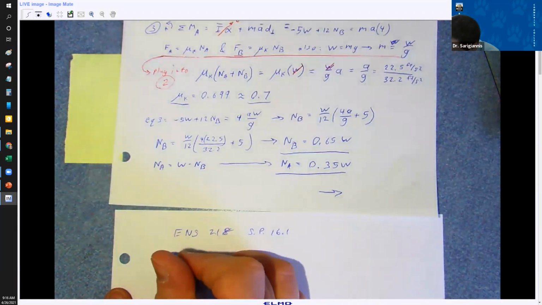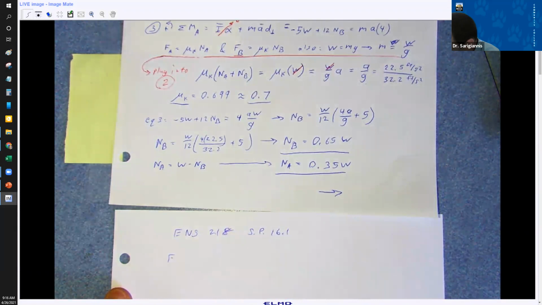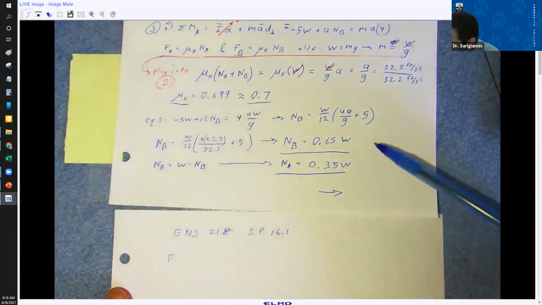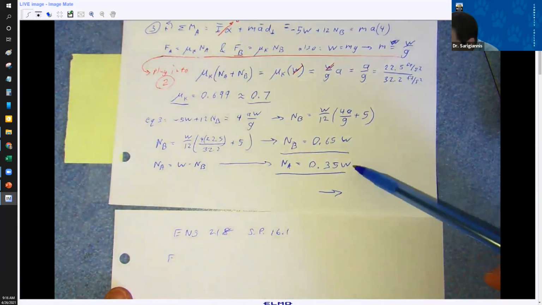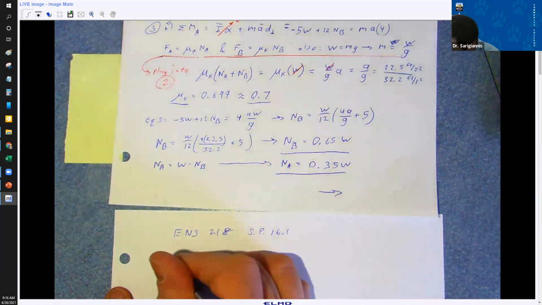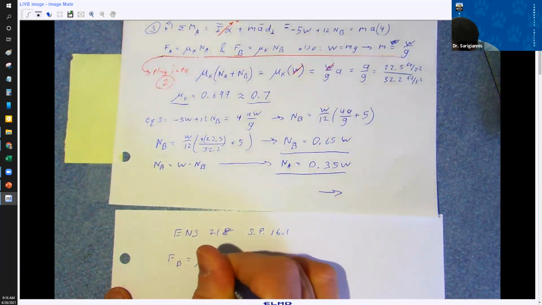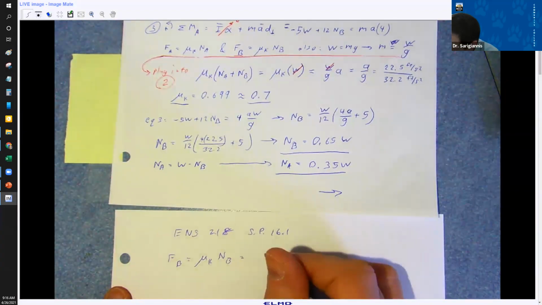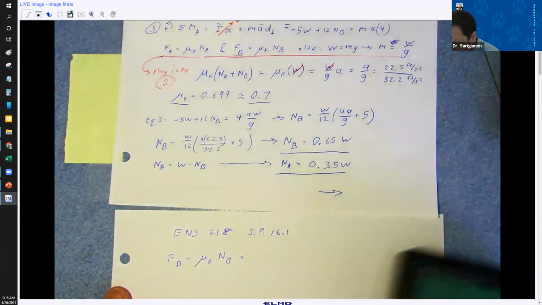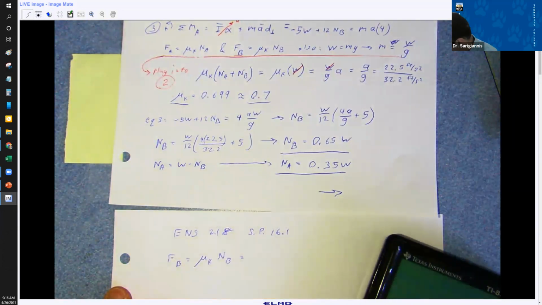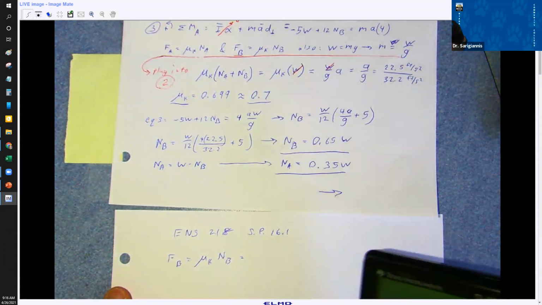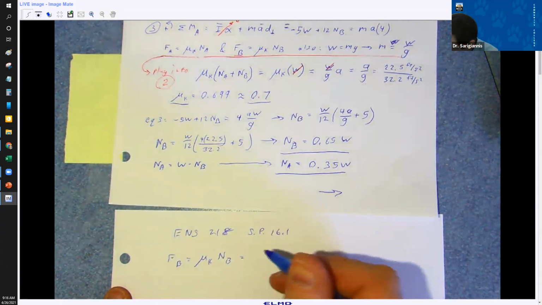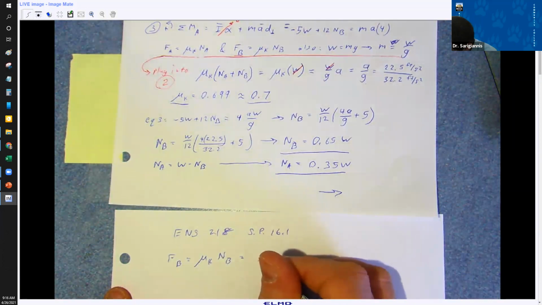All right, now we've got the forces to figure out. So we've got the magnitude of each normal reaction. Now we got to get the friction force at each wheel. So F of B, for example, let's start there. It's just mu K times normal force of B, right? So this is going to be the 0.7 times the 0.65. Yeah, 0.455.